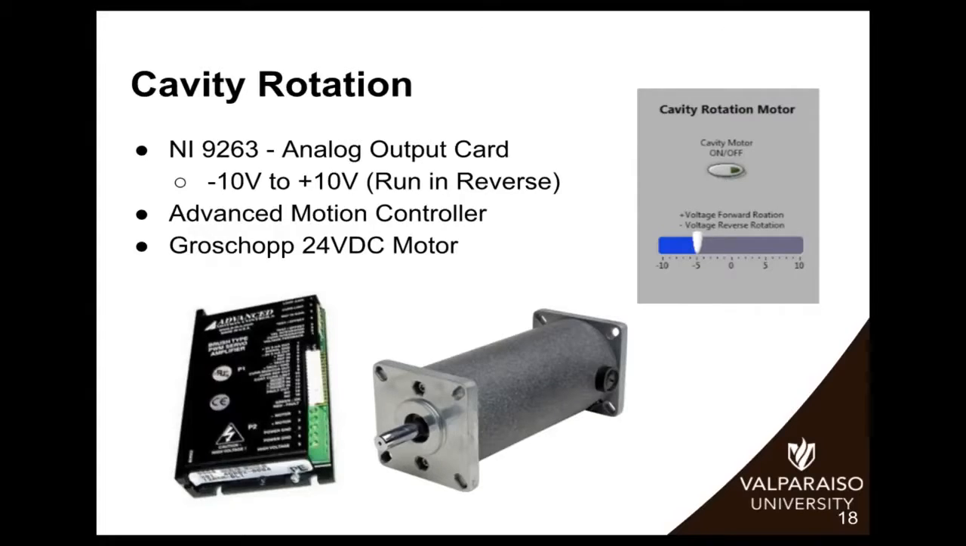We use the NI 9263, which is an analog output card on the cRIO. This talks to the advanced motion controller using a -10 to +10 analog output. This allows us to run the motor both forward and backwards. As you can see on our graphical user interface, the user can use the slide bar to indicate what direction and what speed, and then they can also turn the motor either on or off.